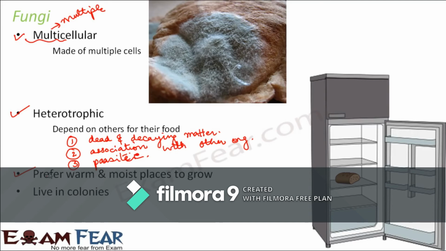They live in colonies. So fungi also do not live in isolation. They also live in groups. They are immobile, they do not move from one place to another. So they do not have any locomotory organ as such. They just remain at one place.